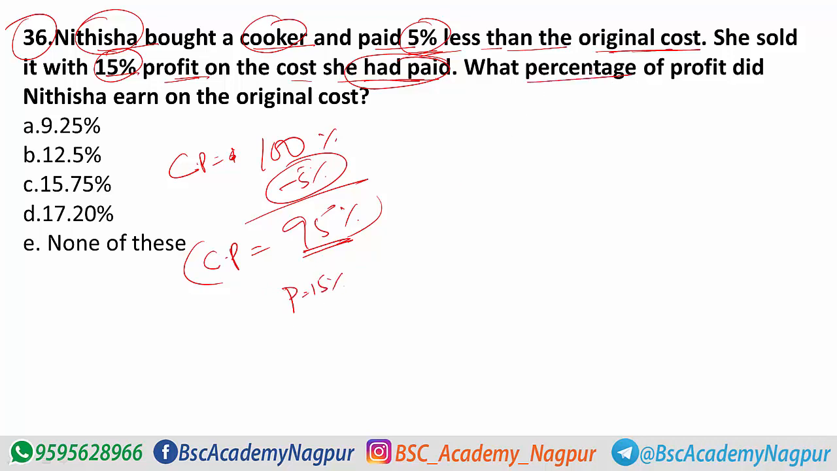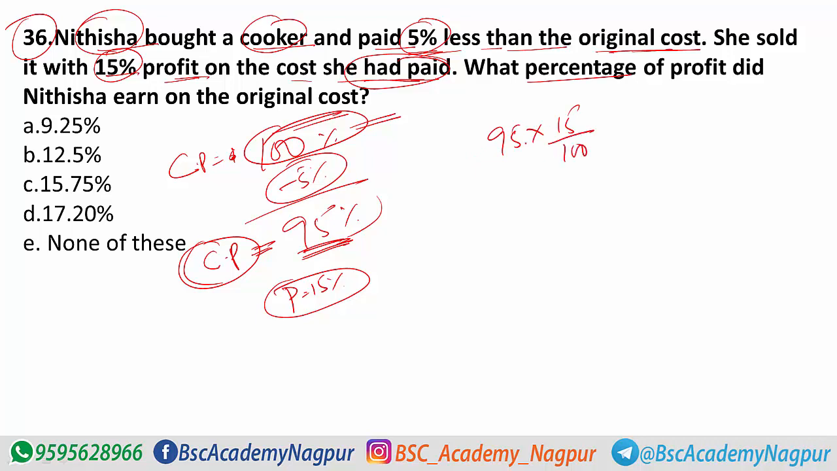So what percent of profit did Nitisa earn on the original cost? The original cost is 100. So what is the profit percent on this original cost? We have to find that. So we calculate the profit on the price she bought, that is 95. What is 15% of 95? 10% is 9.5 and 5% is 4.75. So this will be 14.25. Calculate this, you'll get it. So she will get a profit of 14.25 on 95.